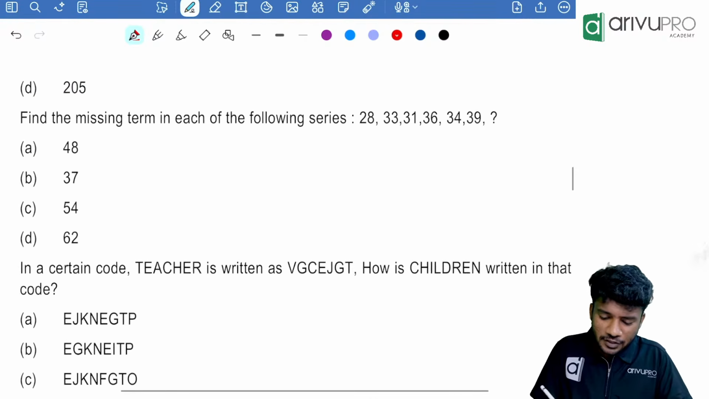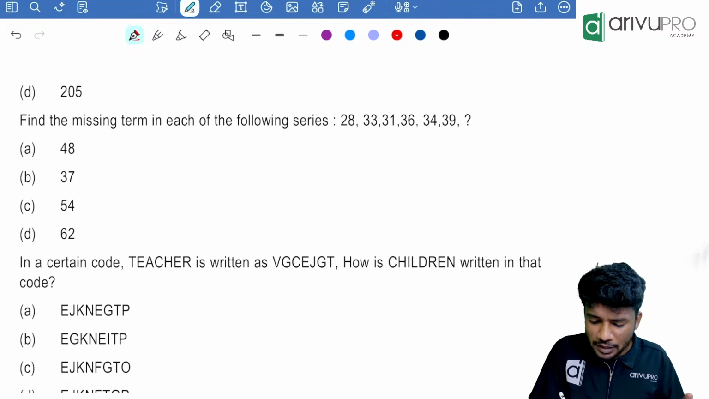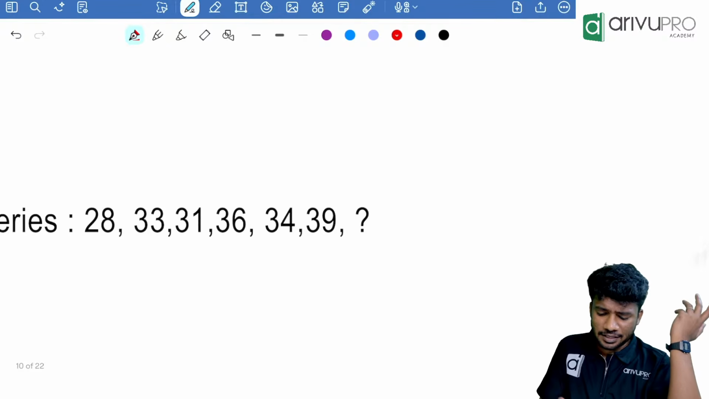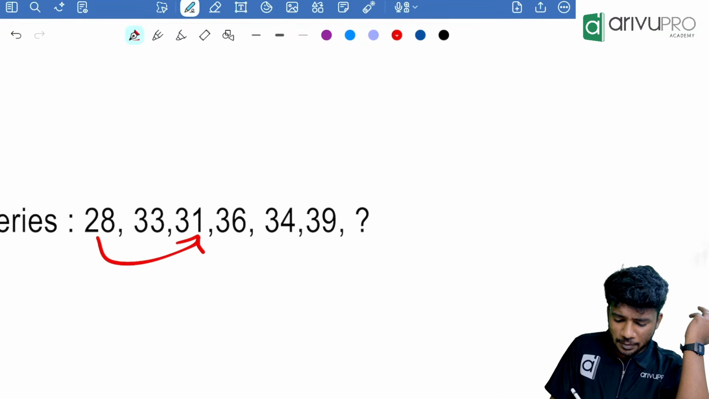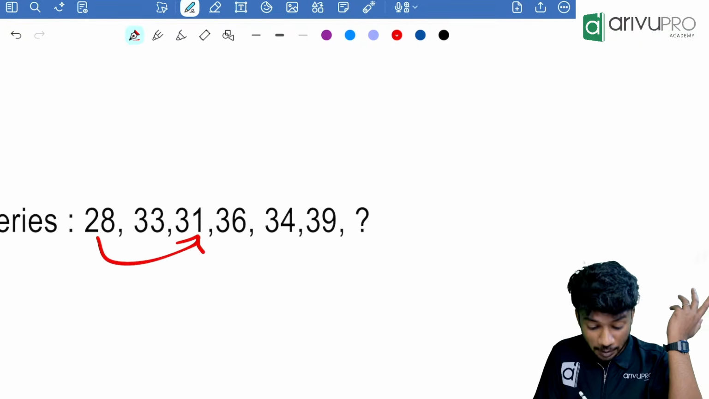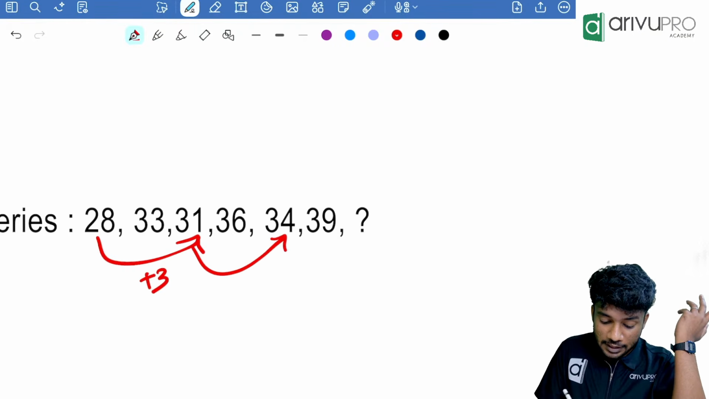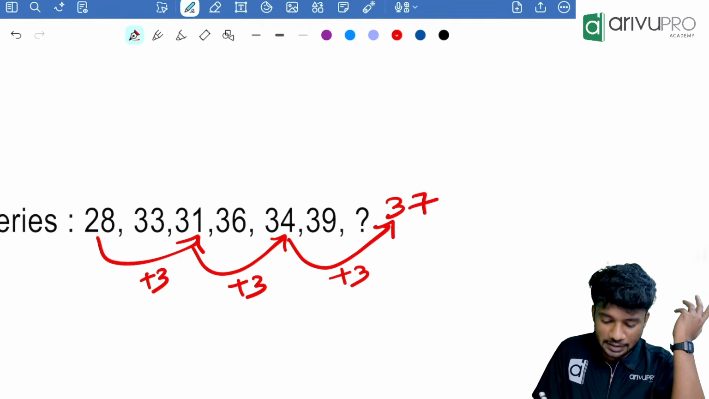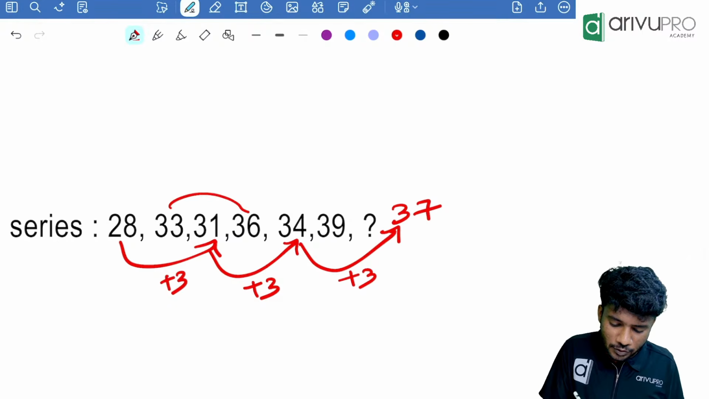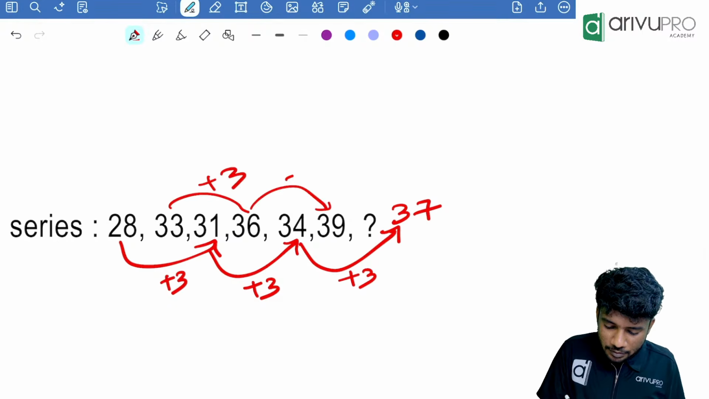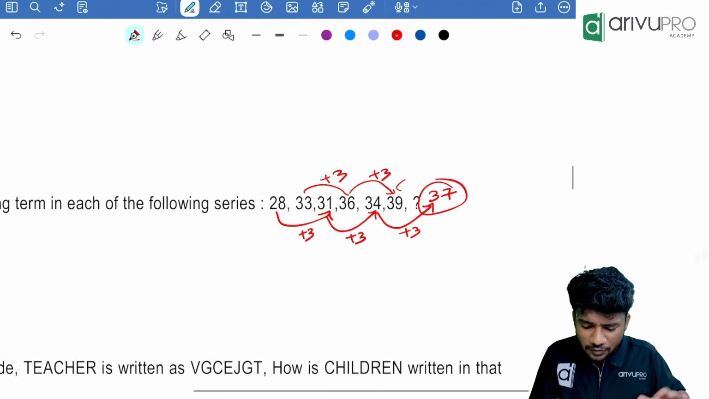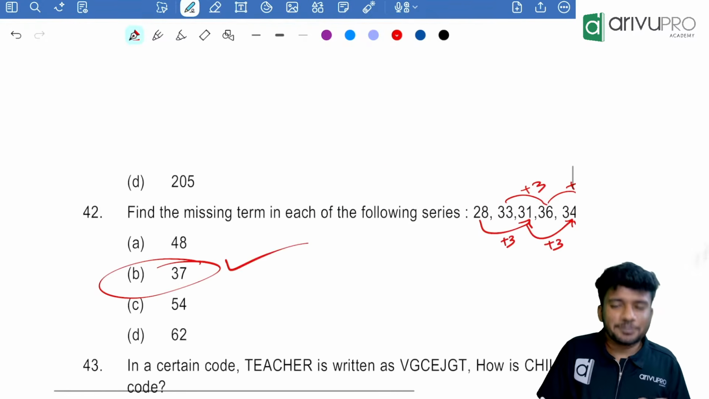Find the missing term of each of the following series: 23, 33, 31, then what? 36, then 34. If you ask me, 28 is becoming 31, plus 3. 31 is becoming 34, plus 3. So next number should be what? 34 plus 3, which is equal to 37. We will check the pattern over here also. Here also it's plus 3. The next number should have been 42, but we don't want that. We want this 37. Looking at that, option B is the answer.